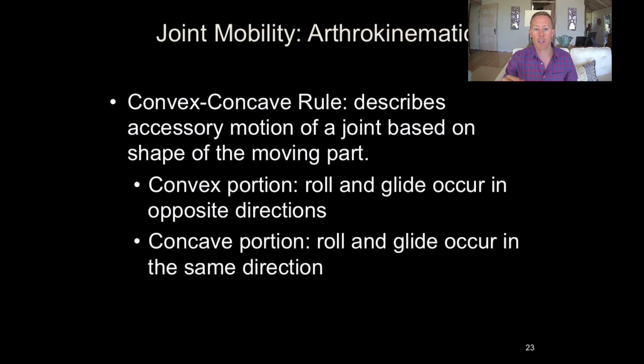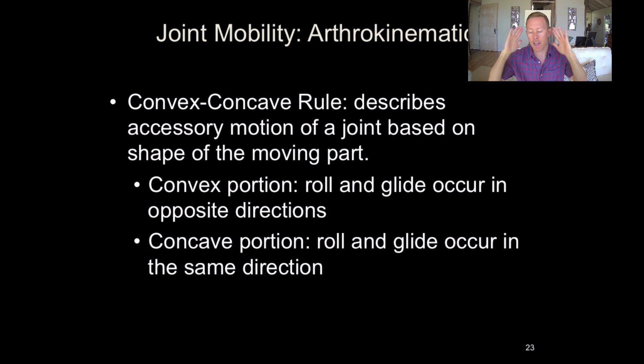On the other side, if you have a concave surface, they're going to go in the same direction. So if you have anterior roll, you're also going to have anterior glide. So they go together. To be honest, when most people learn this, the concave side is easier to figure out. You have to be able to mechanically visualize the architecture of the joint, know are you on the convex or the concave side, know this rule, and then you can figure out what pattern of movement is happening in it.